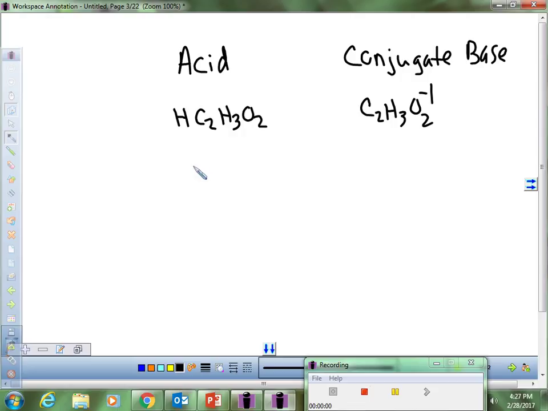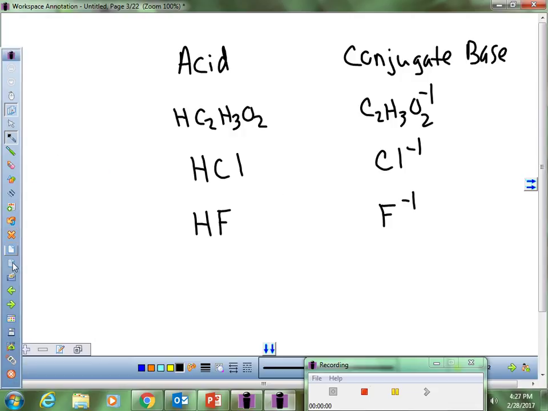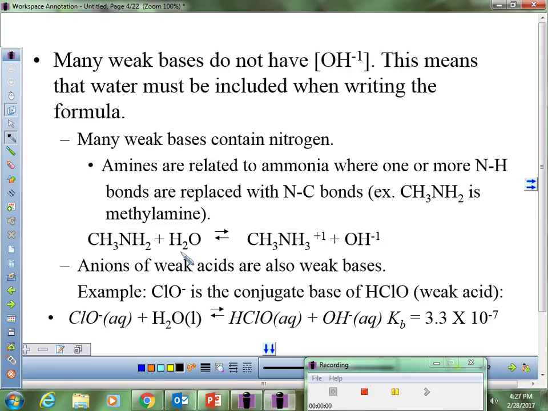If you get something like hydrochloric acid, its conjugate base would be the chloride ion. If you get something like hydrofluoric acid, the conjugate base would be the fluoride ion. So you kind of got to understand that because we're going to be talking about acids and bases and sometimes conjugates, and being able to recognize, oh, that's a conjugate base, is going to be kind of important. And so that leads us to the next.